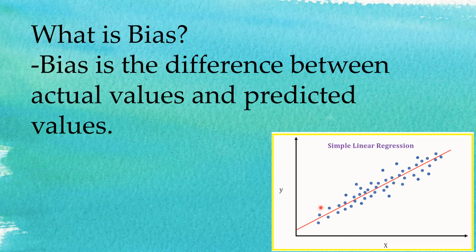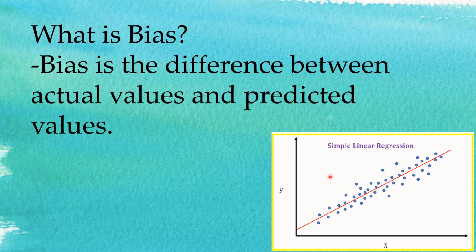A model with high bias pays very little attention to the training data and oversimplifies the model. It always leads to high error on training and test data. High bias can be reduced using regularization.